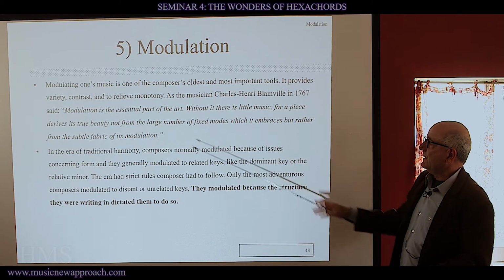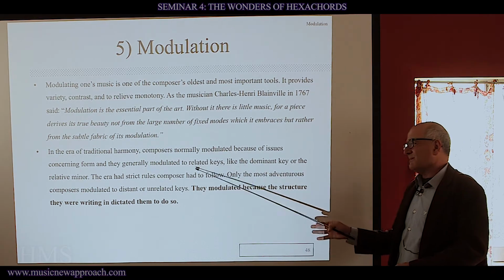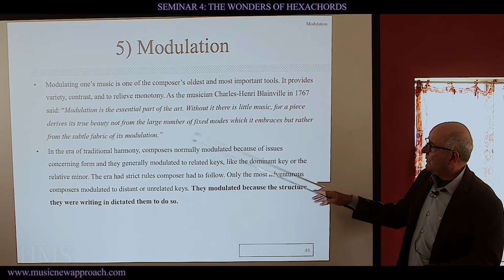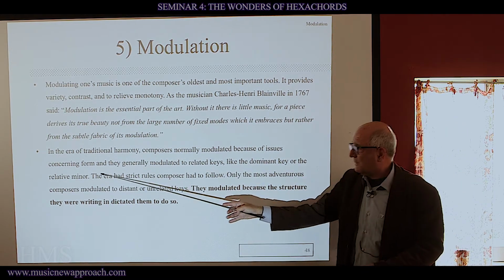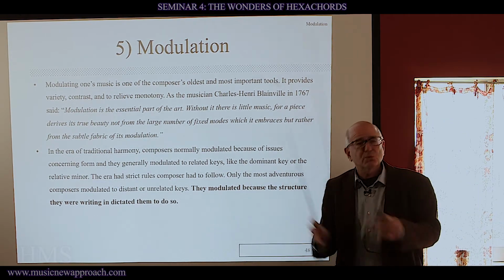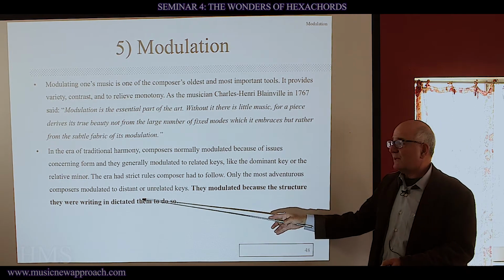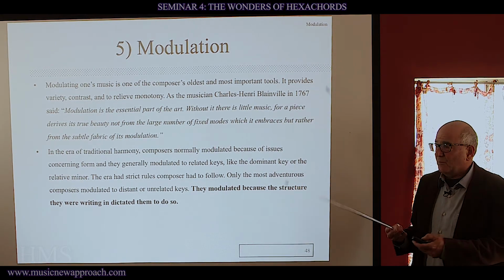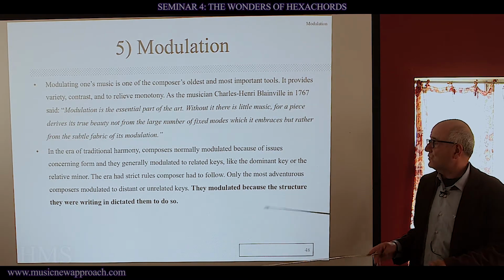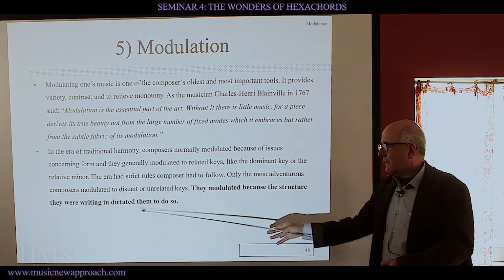Now, in the traditional harmony era, which we call the common era, which is pretty much before, let's say, the 1900s, the turn of the century, composers modulated because of form issues to related keys, like the dominant key or the relative minor. There were very strict rules that had to be followed. And when a composer modulated someplace that wasn't common, it was recognized and discussed, and it was a little bit unusual.